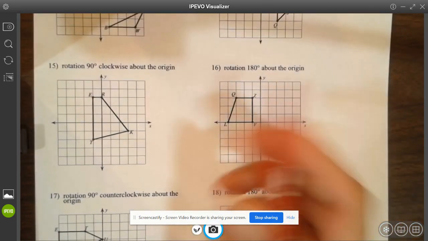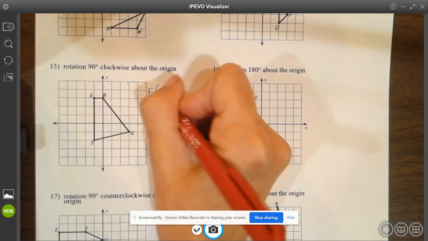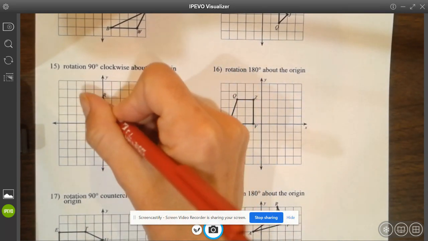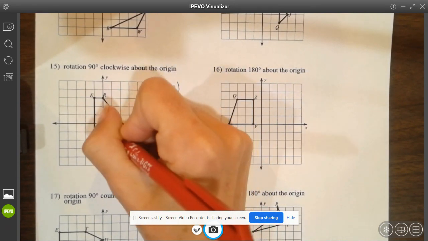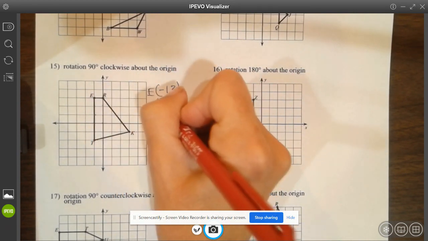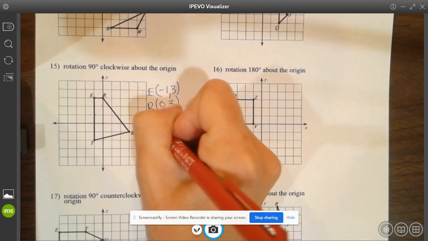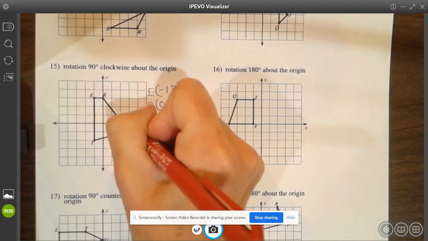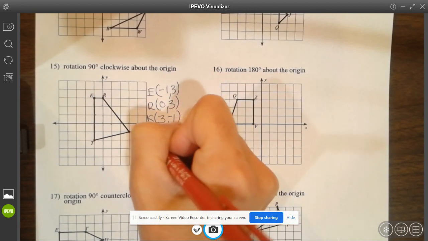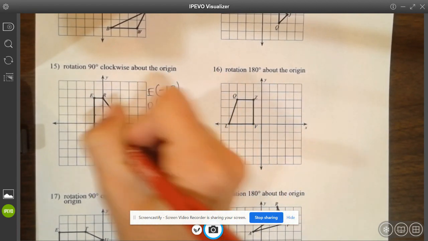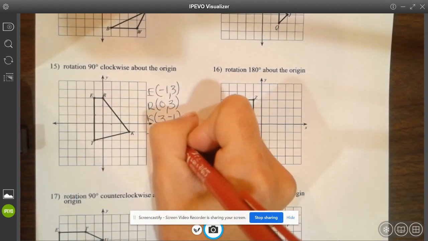Okay, let's find the points first. So E is -1, 1, 2, 3 up. R is 0, 1, 2, 3 up. K is 1, 2, 3, 1 down. And then T is 1 to the left and then 1, 2 down.